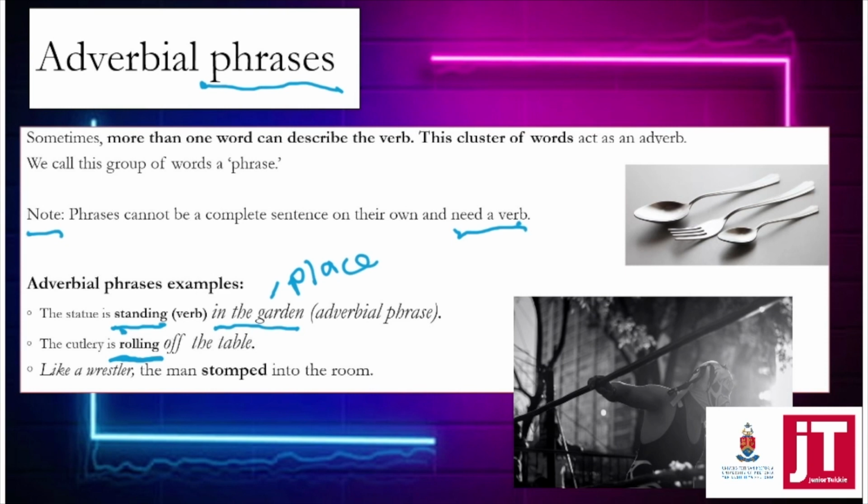Okay. Like a wrestler, the man stomped into the room. How did the man stomp? Like a wrestler. Do you see how that is actually still an adverb? It's still telling us how the action is done. Okay, but it's just a group of words. Okay, but that's not a full sentence. You can't just say like a wrestler. What do you need? You need a subject and you need a finite verb for it to be a full sentence. Okay. What is this? This is telling us how. So it's an adverbial phrase of manner.